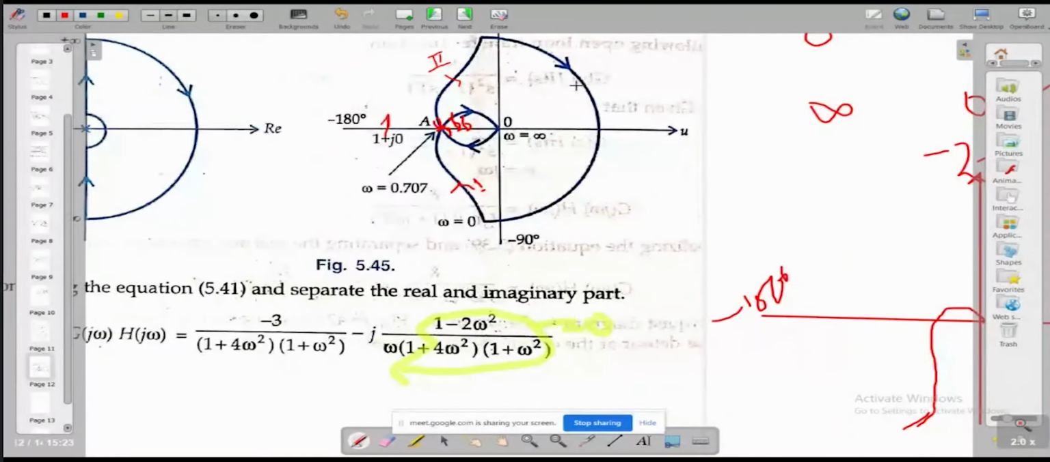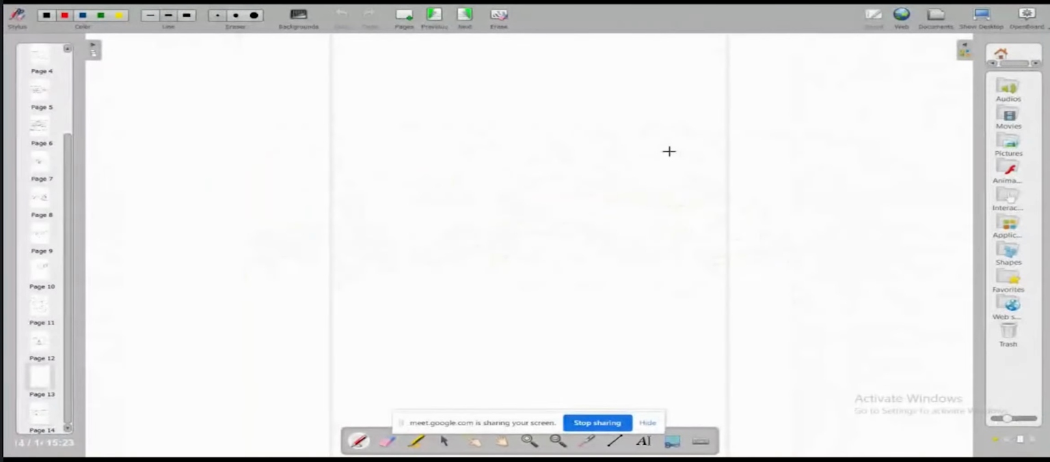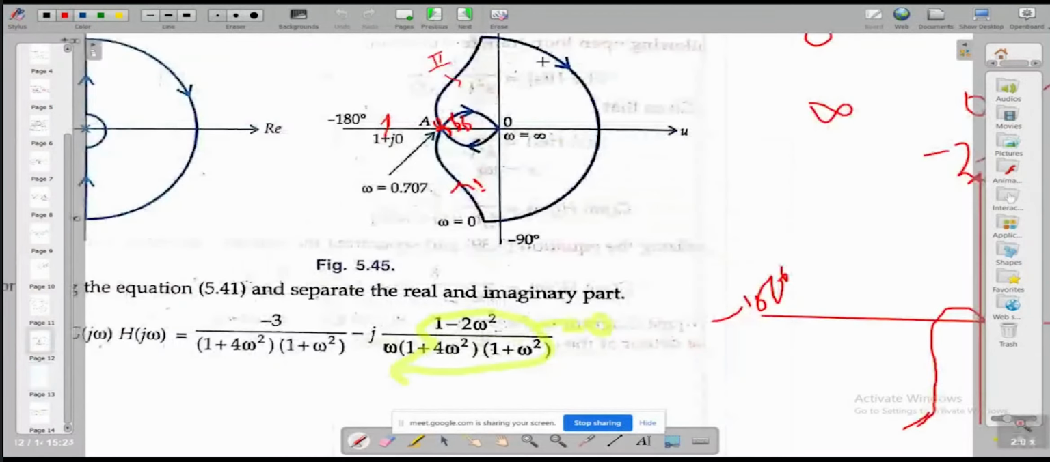Now, how will you find out path number 3? Put s equals r e to the power j theta, and r tends to infinity. So we will find out from plus pi by 2 to minus pi by 2. So the direction will be like this.